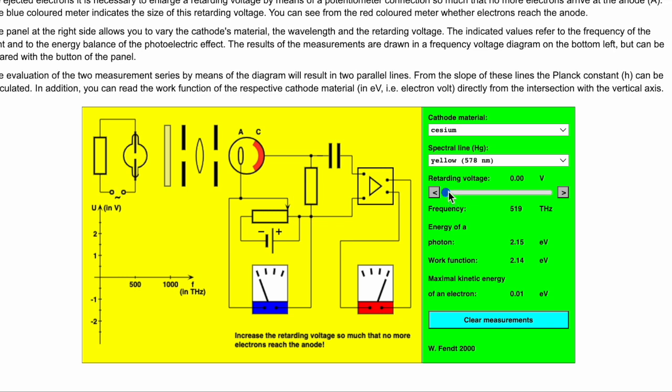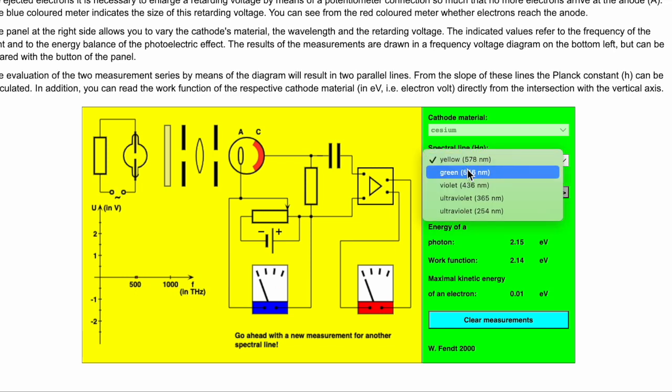Let's try that one more time. There we go. That's our first point right there. So we had our first point in there, 578 nanometers, and we're looking at this in terahertz.